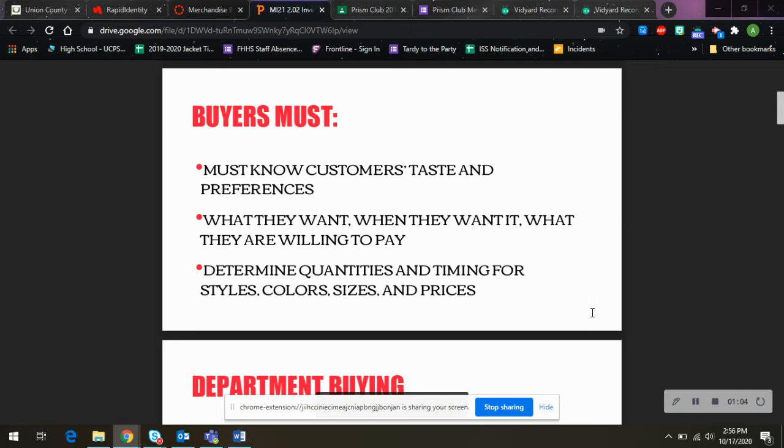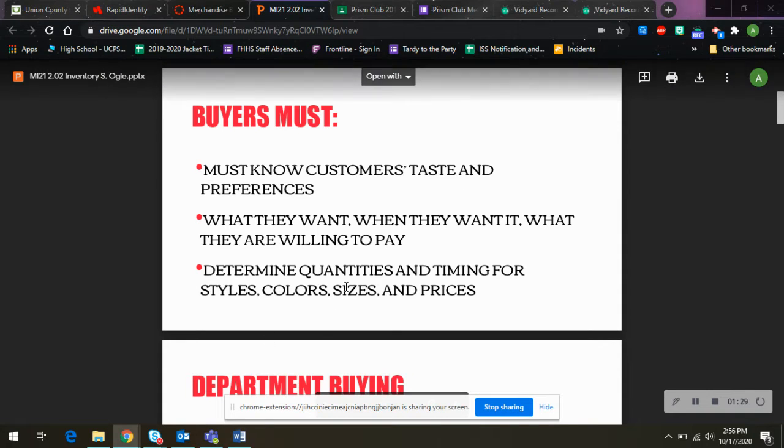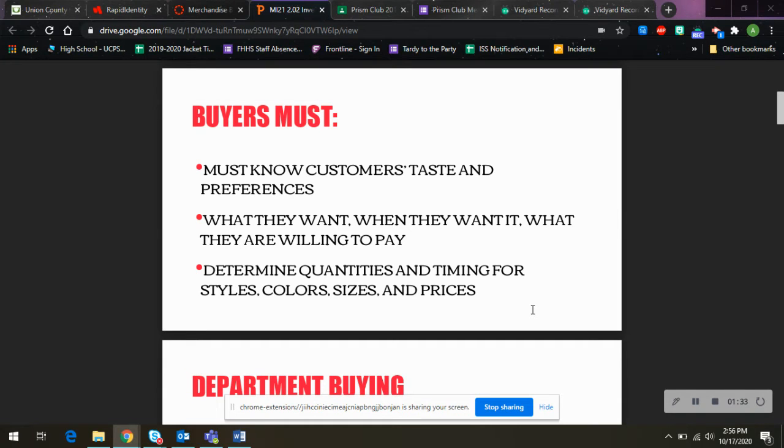And then they have to determine quantities and timing for styles, colors, sizes, and prices. So let's say that they own a boutique in the middle of Monroe and it's the middle of fall and someone comes up to them and says, "Hey, do you want all these summer dresses to buy?" Are they going to buy those? Probably not, because it's the middle of fall and they know how many they need. They know the styles right now, they know the colors right now, and they know for a fact that that's what they need to buy.